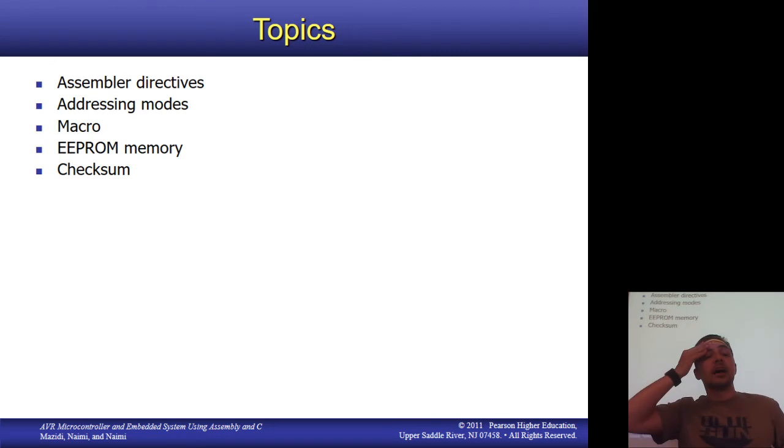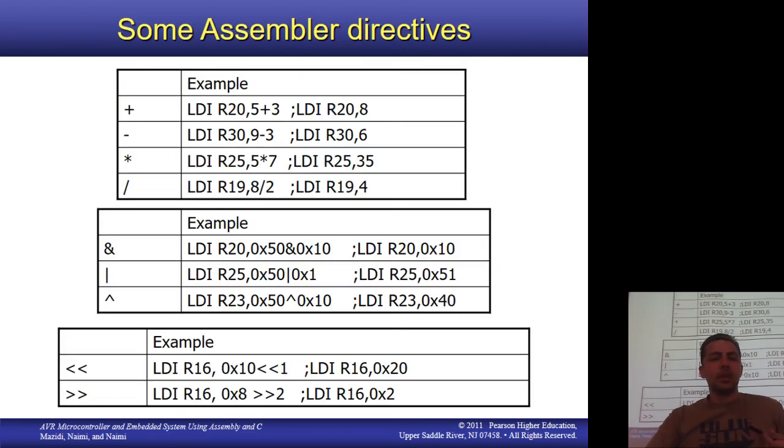Chapter 6. Some of this we've already done. We've done macros, but we're going to see some more stuff in addition to macros now. First thing we're going to talk about is more assembler directives. In some ways, it's blatantly obvious that this works, but in other ways, it's really confusing. So there are assembler directives that are math: add, subtract, multiply, divide.